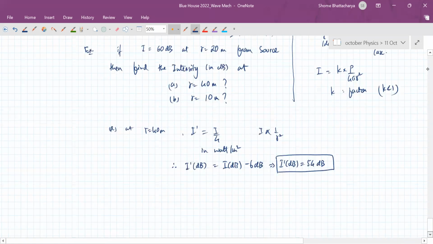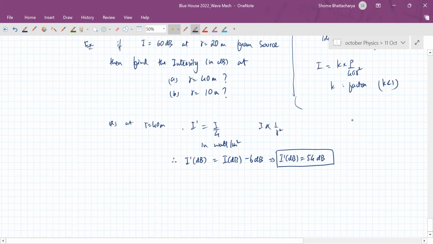So the thing is, knowing this rule makes this calculation much faster. You don't need to. The other way you could do this would be, you would write I in watts per meter square. So 10 log I by I naught is 60 decibels. So you would have found out from that that I is coming out to be 10 raised to the power -6 watts per meter square.